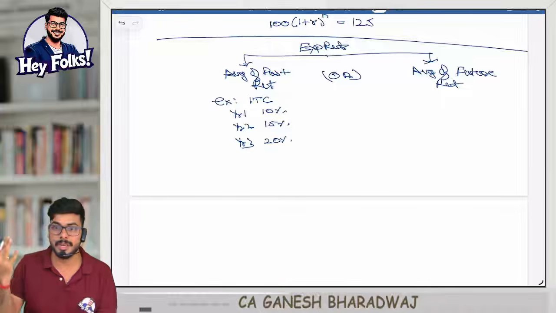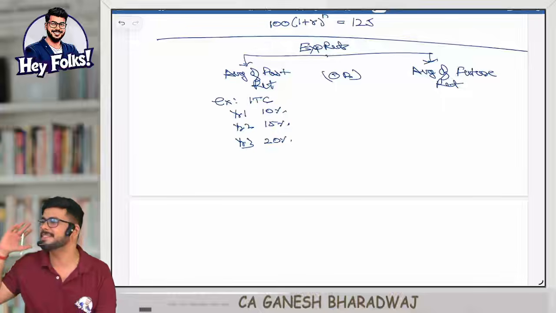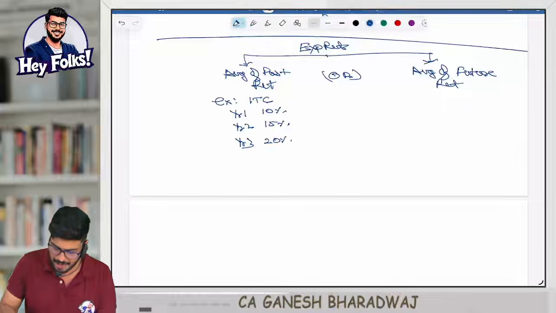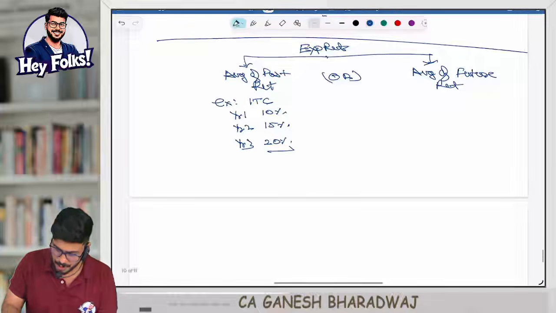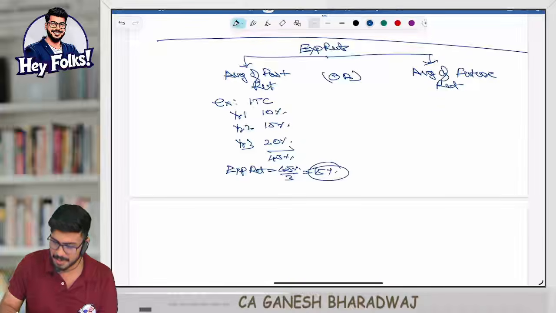Now, I have 3-year data, guys. What is the expected return from ITC? Well, take a simple average of these 3. Is that clear, guys? Now, what is the simple average of these 3? If you add up, how much do you get? 45%. So, the average return, the expected return, how much is that going to be? The expected return is going to be 45% divided by 3. It's going to be how much, guys? 15% is my expected return.